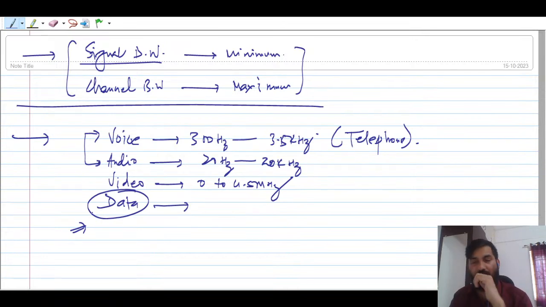And for data, how do we calculate the range of frequency for any data? In future, we'll see data in digital communication. Data will be represented in the form of pulses. So pulse width is going to decide the bandwidth.